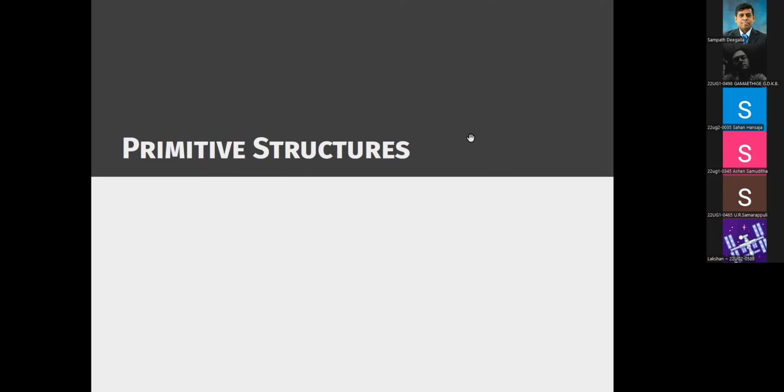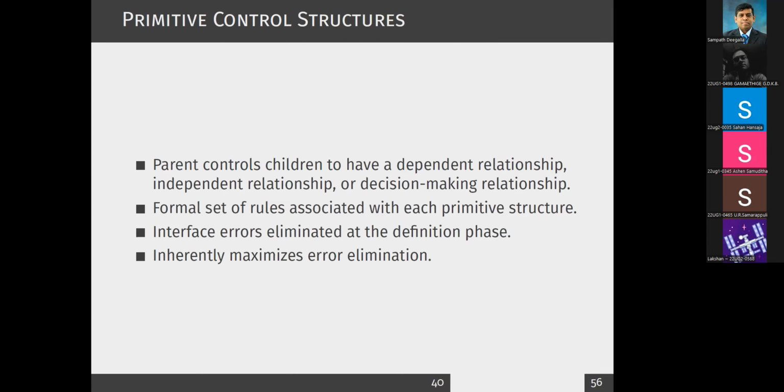Right. So the primitive structures, control structures, if you look at the relations, we can talk about dependent relationships, independent relationships, or decision-making relationships. And then you can use a set of rules for each of these structures. So you can eliminate any interface errors in the definition phase. And the idea, as I discussed, is how to prevent errors from happening.